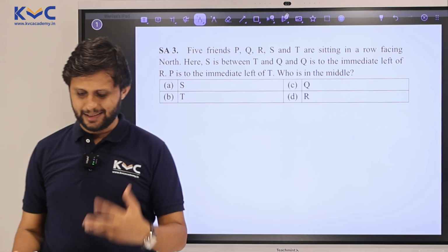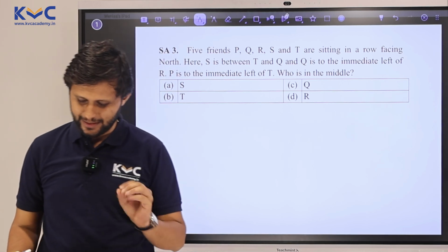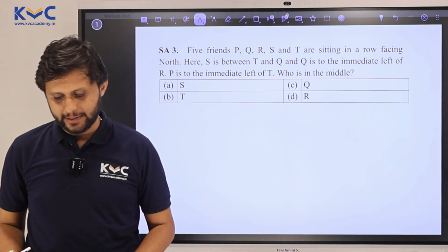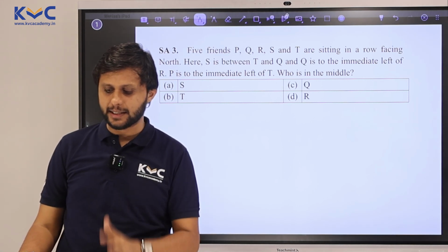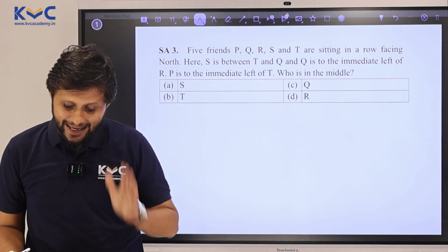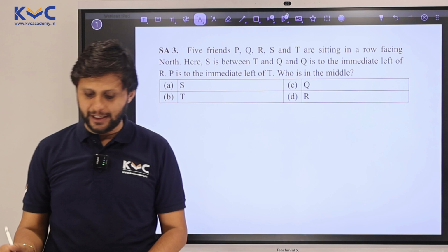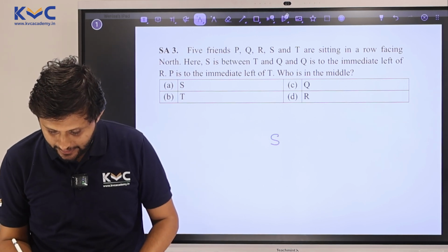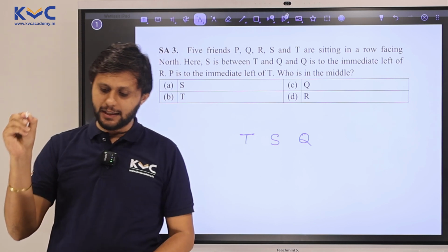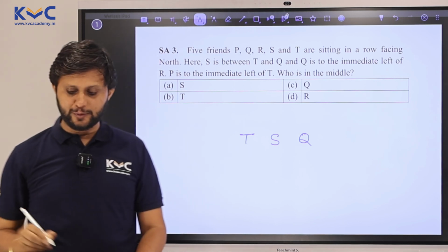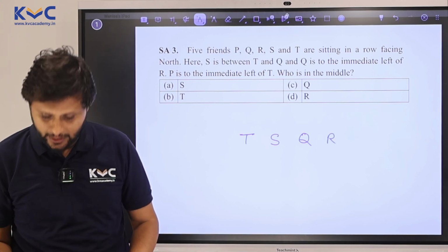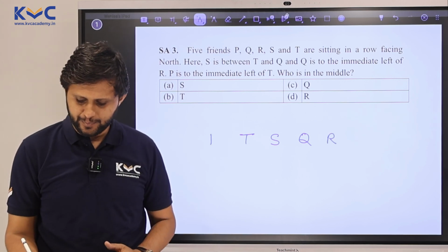Perfect. Slightly higher maybe from here only. Okay, slightly second gear maybe. Question number 3. 5 friends P, Q, R, S, T are sitting in a row facing north. S is between T and Q. S is there between T and we have Q. And Q is the immediate left of R. Okay. P is immediate left of T.